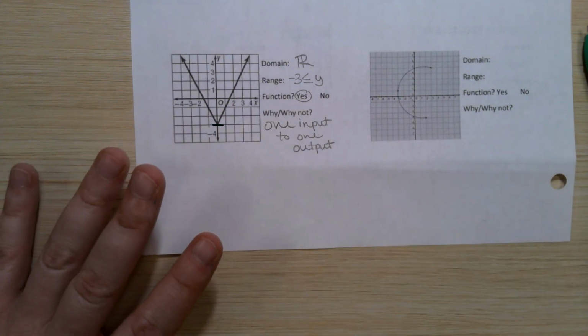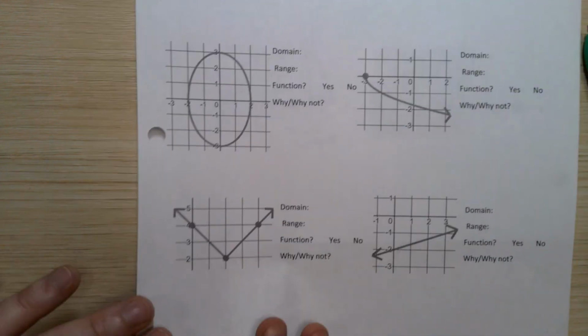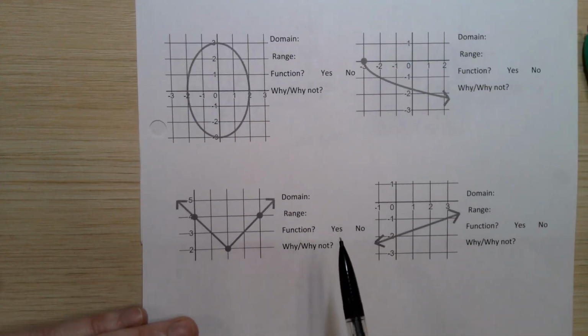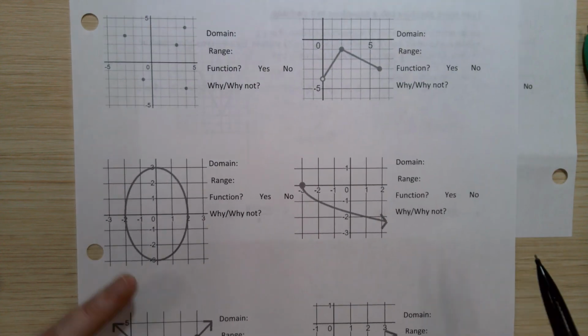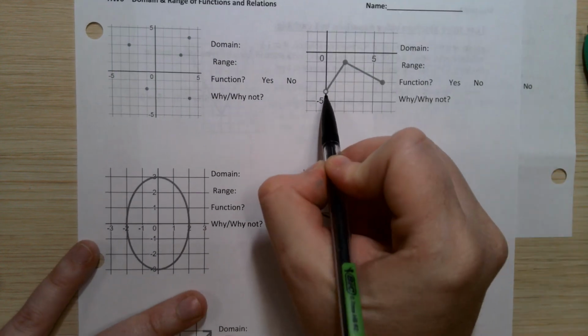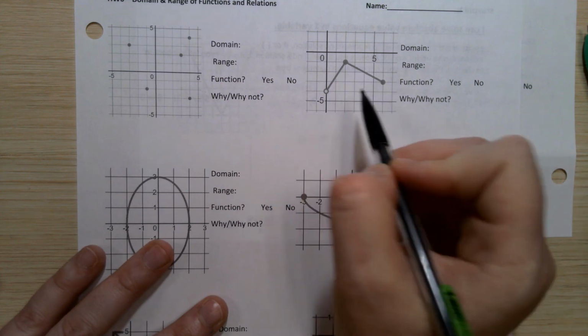So your homework are these 6 questions. I would like you to understand that open circles means they are not included. So I'm going to do this one here.